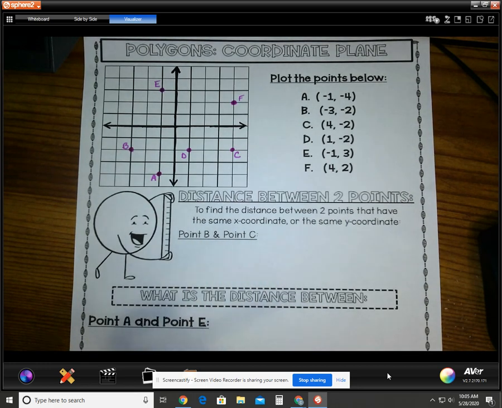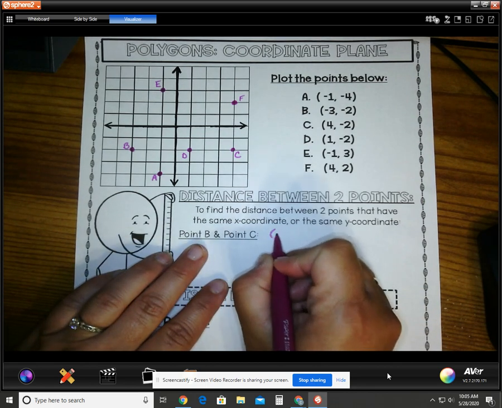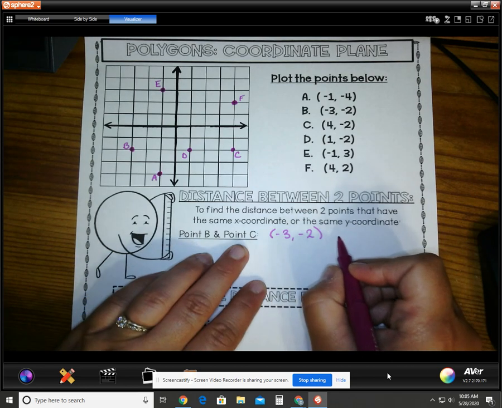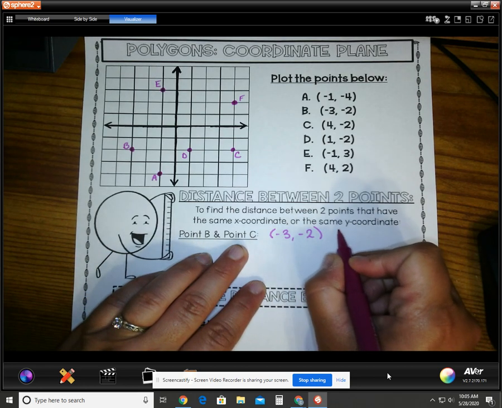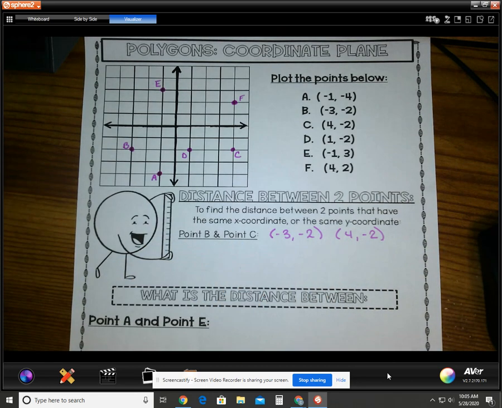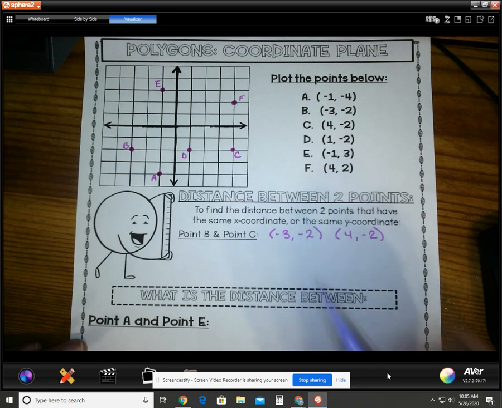So I'm going to go up here and I'm going to write down the points for point B, which I see is -3, -2. And then point C is at 4, -2. Do you notice anything that they have in common? I really hope you do, right? They have the same y coordinate. Remember, the second one is the y, the first one is the x.